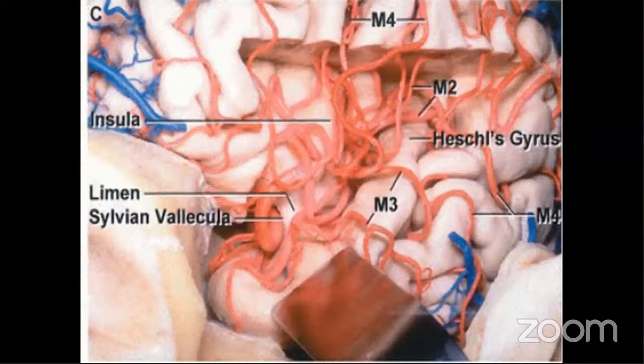We have seen this image previously. Now again, we can appreciate the insula in this image. We can see the limen insulae, the Sylvian vallecula, the M2 segment of the middle cerebral artery, the M3 segment of the middle cerebral artery, that is the opercular segment, and on the cortical surface is the M4 segment.